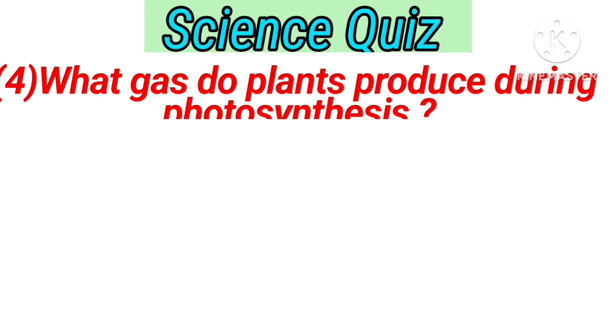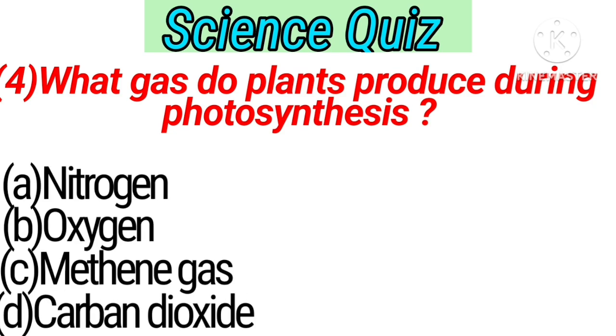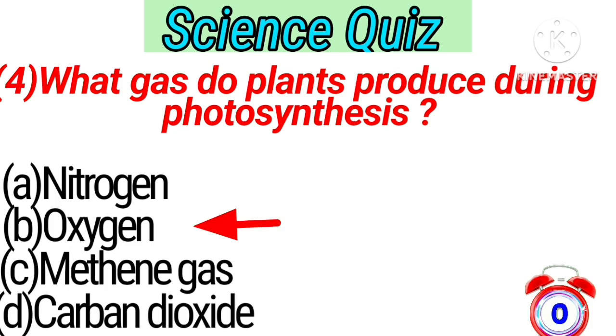Question number 4. What gas do plants produce during photosynthesis? Options are nitrogen, oxygen, methane gas, carbon dioxide. And the right option is oxygen.